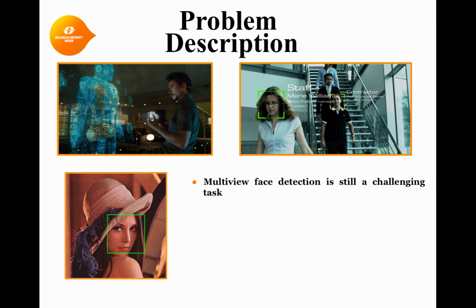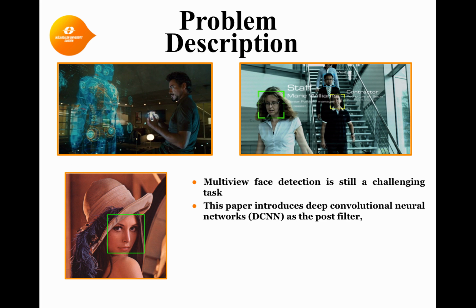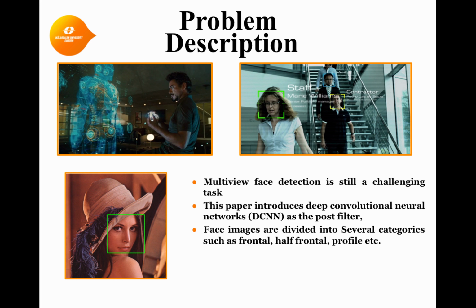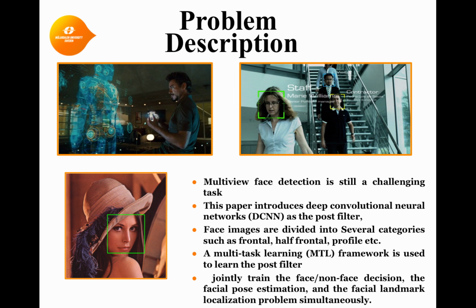This paper introduces deep convolutional neural networks, or DCNN, as the post filter. Face images are divided into several categories such as frontal, half frontal, profile, etc. A multitask learning, or MTL, framework is used to learn the post filter, jointly training the facial or non-facial decision, the facial pose estimation, and the facial landmark localization problem simultaneously.